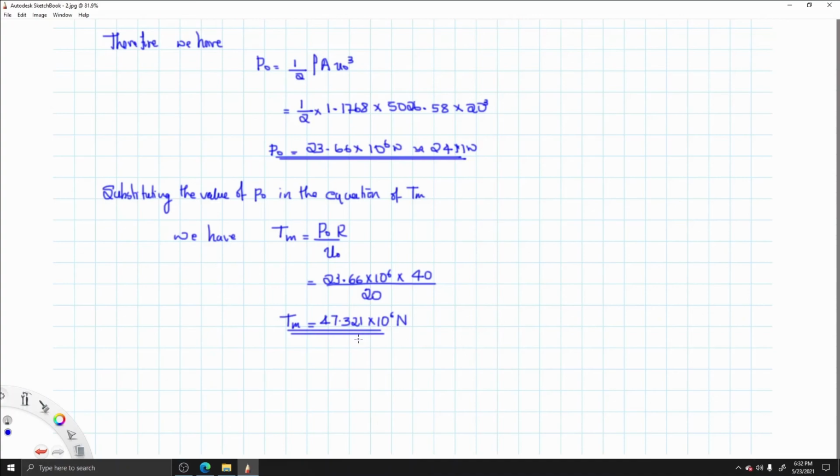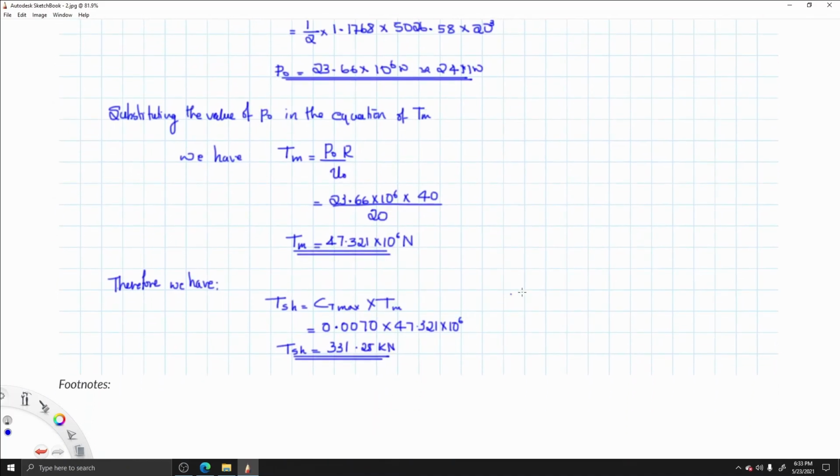So once we have found out the value of Tm, we can substitute the known value of Tm and also Ct max in the final equation. So therefore, we have Tsh equal to Ct max or Ct multiplied by Tm, which is nothing but 0.0070 into 47.321 into 10 to the power of 6, which will give you a value of Tsh equal to 331.25 kilonewton.